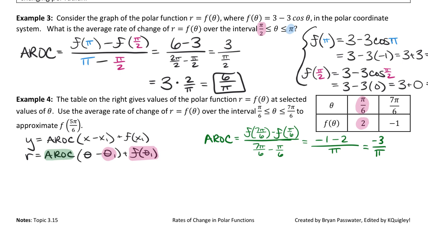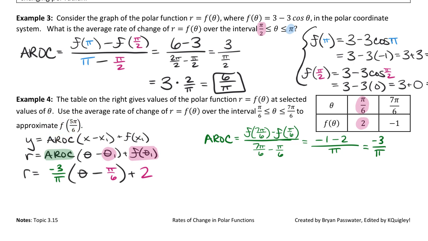We have a set of inputs and outputs. We can plug in to predict the future. What? So that means that any radius that we want will be found by doing -3 over pi multiplied by some angle minus pi over 6 plus 2. That's our equation that we can use to predict the future. But it does ask me to actually predict the future to approximate a value. What does it want to know the output for?